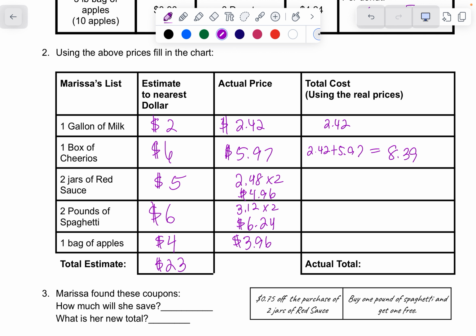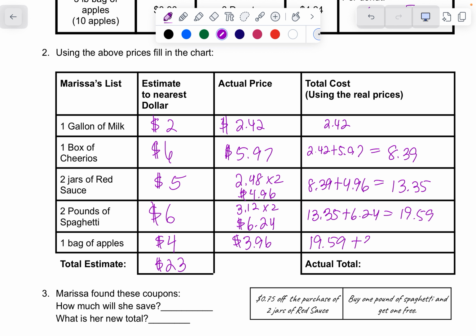Now we're going to do 839 plus 496. What happened when we add the red sauce into our cart? We now are at a total of 1335. And now we're going to take that new running total. We're going to add on 624. So that's 1959. See how we're getting closer to that $23 mark? We should be a little over, a little under. And then we're going to do the 1959 plus the 396, and that will be our actual total.